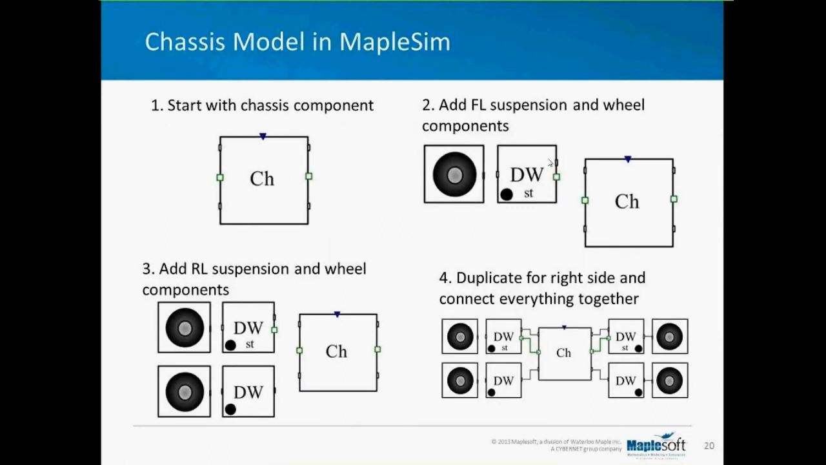So how you would go about constructing this system is you'd start with the chassis component, and then, dragging in from the library, you would add a double wishbone and a tire to represent the front left suspension. Next, you would do the rear left suspension, and then duplicate this onto the right side. And once you join everything up, you have a complete chassis model. So it's really quite quick to get your model topology defined and ready for the simulation.